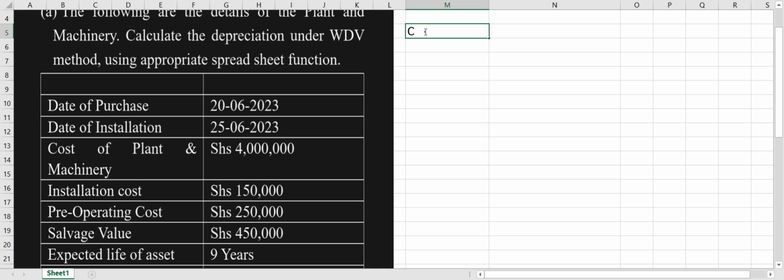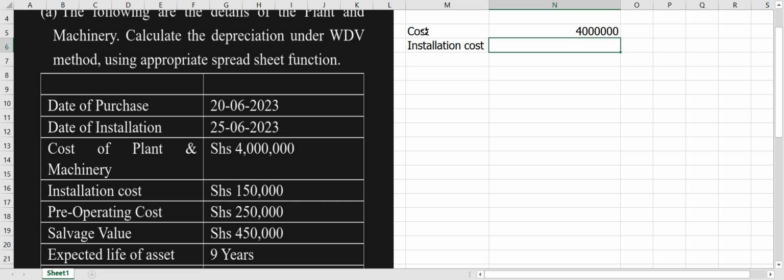Just enter the cost of the machinery, which is 4 millions. Then you have some installation costs. Installation costs, you have to add them to the initial cost. Installation cost you add, that's 150.